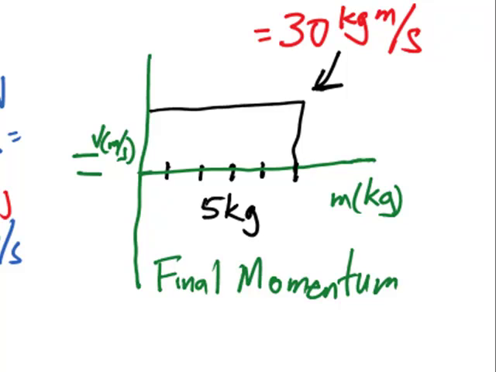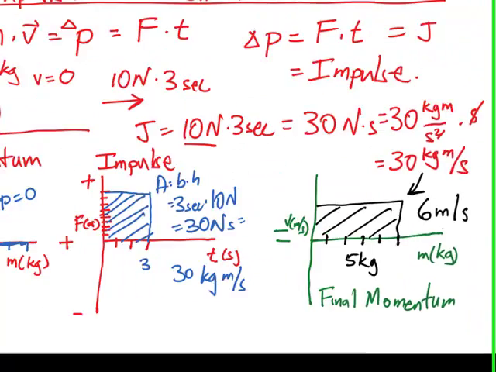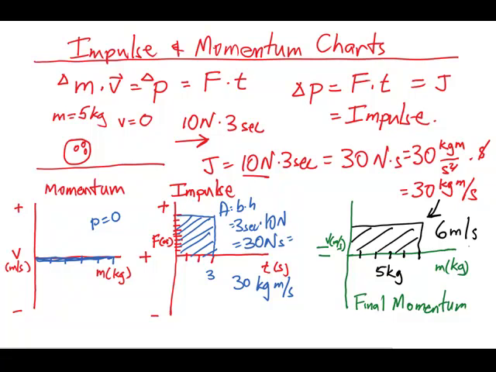Well, now the width of my rectangle is 5 kilograms. I know the total area here is 30 kilogram meters per second. So the velocity must be 6 meters per second. So applying a force of 10 newtons for 3 seconds, we'll end up making this bowling ball roll at 6 meters per second. It will assume to the right after those 3 seconds.